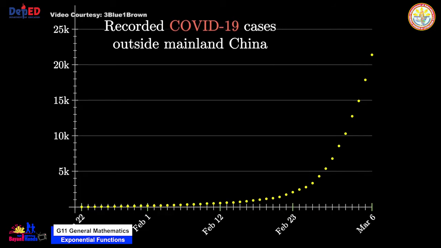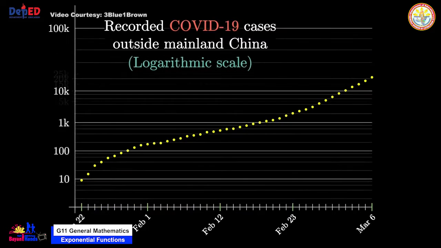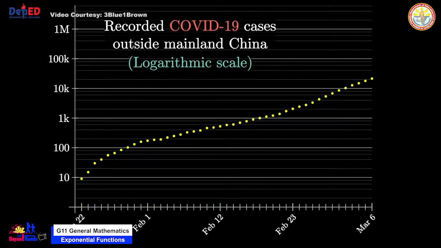This is sometimes easier to see if we put the y-axis of our graph on a logarithmic scale, which means that each step of a fixed distance corresponds to multiplying by a certain factor. In this case, each step is another power of 10. On this scale, exponential growth should look like a straight line.